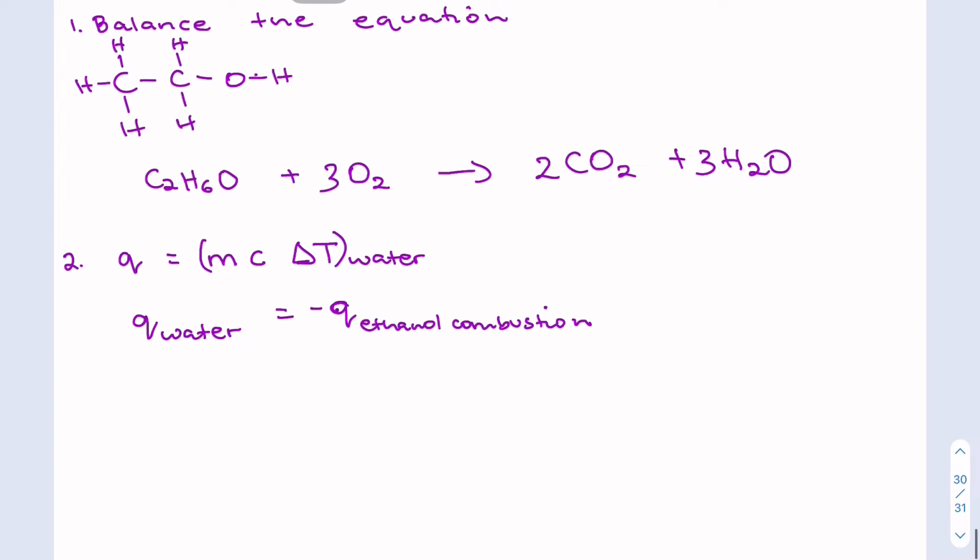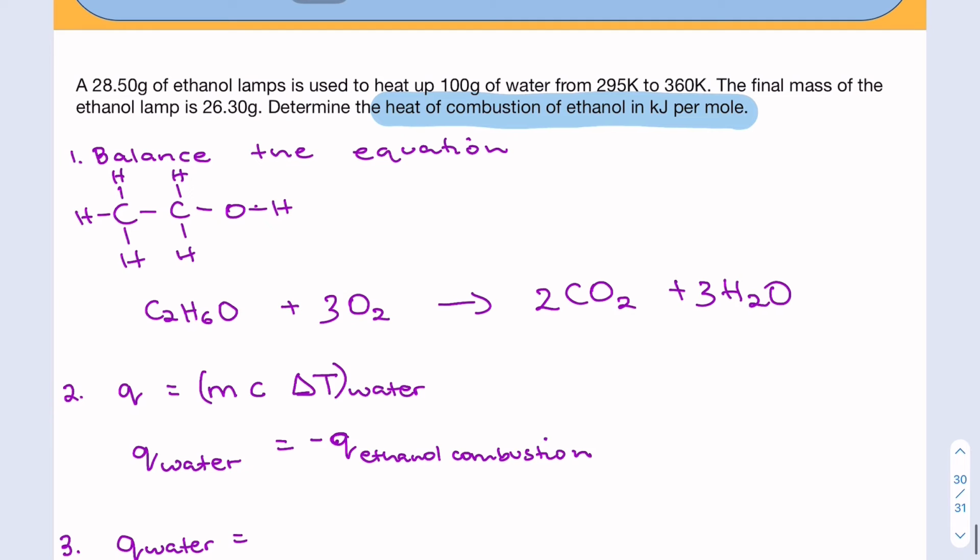Okay, so now third point, for Q of water equals the mass of water. In this case, mass of water is 100 grams. And then delta T of water will be the difference between 360 and 295. So M is 100 times the specific heat capacity for water is 4.18 multiplied by the delta T, which is 65.